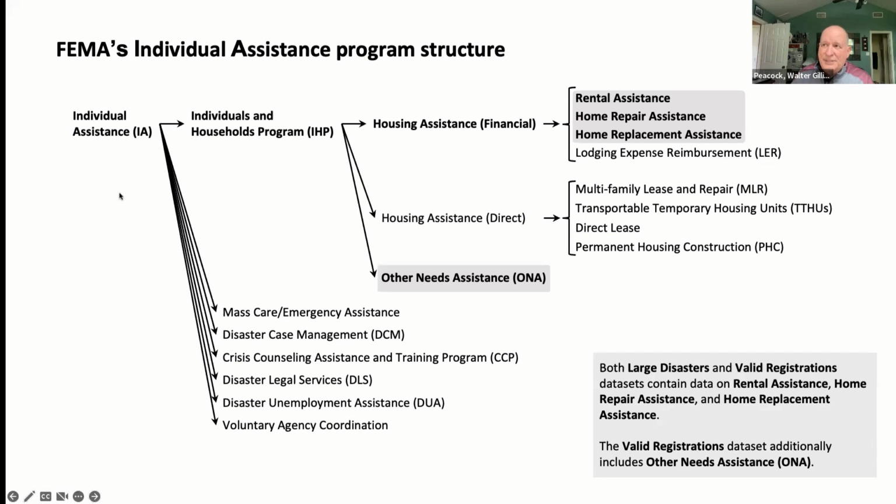So individual assistance, and we're focusing on the individual and household program because we're interested in housing assistance: rental, home repair, home replacement, and other needs. That's what other personal losses that households are funding. Both data sets carry the information about rental and home repair and replacement. Only the valid registrations consist of the other needs assessments as well.